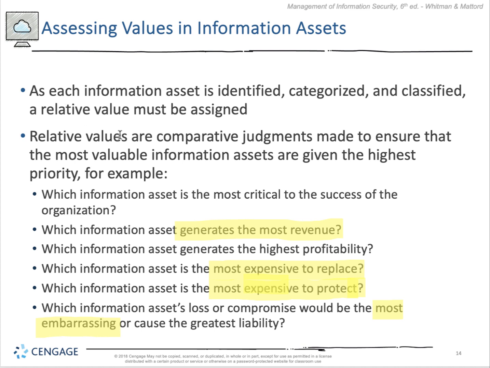So, relative values are comparative judgments made to ensure that the most valuable information assets are given the highest priority. So, for example, which information asset is the most critical to the success of the organization, which information asset generates the most revenue, which information asset generates the highest profitability, which information asset is the most expensive to replace, and so forth. Again, these are questions that you want to ask and find the answers to in order to determine which ones are the most critical assets, right?